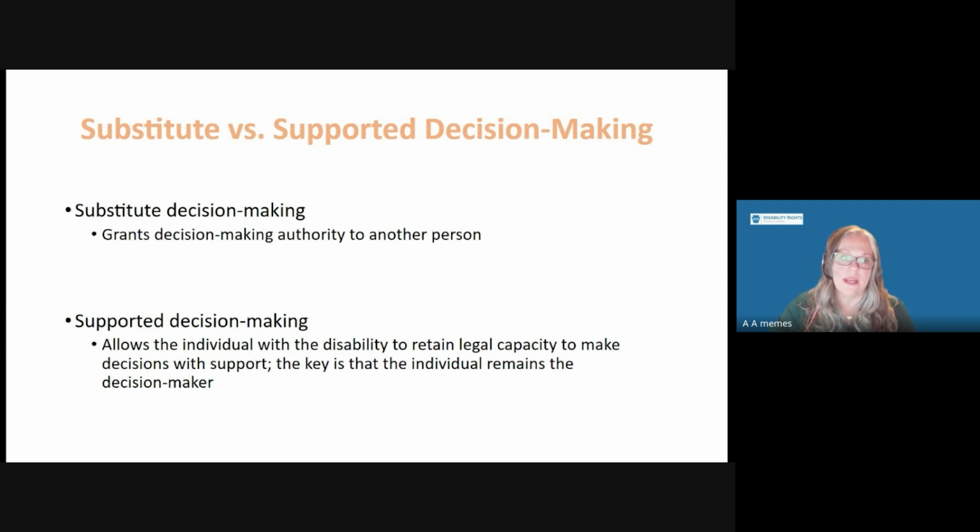The second category is supported decision making. As I described, substitute decision making really does take away the ultimate decision-making authority from the person with a disability. So there is a lot of advocacy around Pennsylvania and across the country to get people to learn about and start to practice supported decision making. That is a process whereby the person with a disability still has the ability to make the decision. The decision is ultimately theirs to make, but they're provided a system of support around them to help enable them to make those decisions.